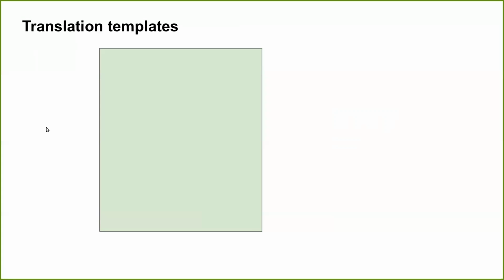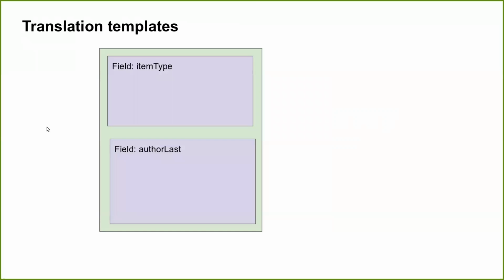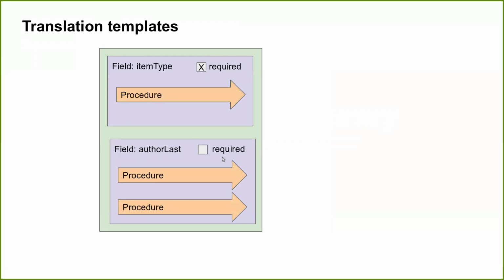So when I mean translation template, I mean a series of fields. That is, for example, in this case, we have 2 fields, the item type field and the author last field. These fields might, here it should say required. Okay, these fields might or might not be required. I'm going to explain what this means. And within each field, we can have one or more translation procedures. And these translation procedures define some rules, define some instructions to get metadata out of a target web page.